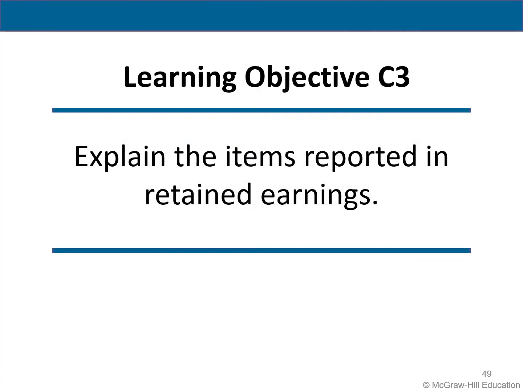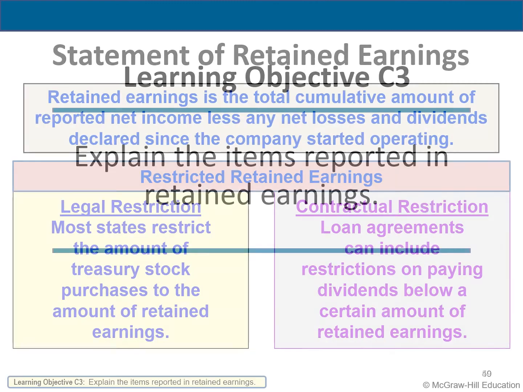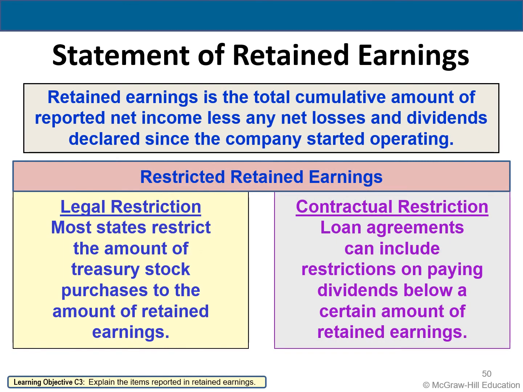All right, so explain the items reported in retained earnings. Retained earnings, we've said a couple times, is basically the accumulation of all the net income or net loss, less any dividends, since the company has started operating.